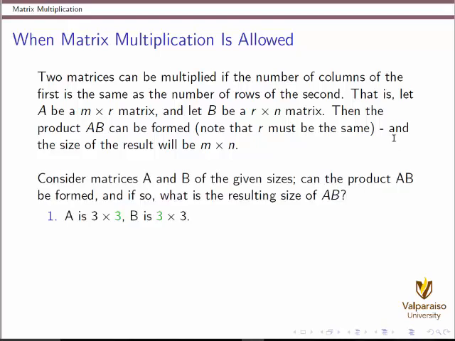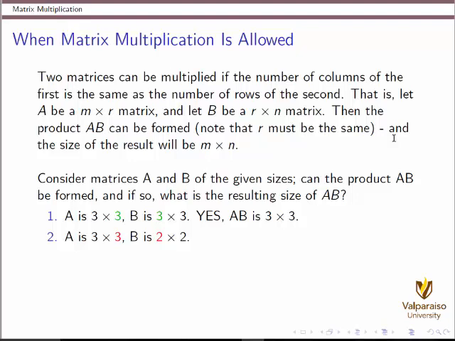Okay, that's pretty abstract. Let's look at some examples here. So we've got 2 square matrices, 3 by 3. The green numbers are the ones you check. The second number in the sizing of A, the first number in the sizing of B. That's the number of columns of A, the number of rows of B. Are those numbers the same? Yes, they are. So we could do the product AB. And then the size of that would come from the outer numbers, the 3 and the 3. So the product AB is permissible, and it would be a 3 by 3 matrix.